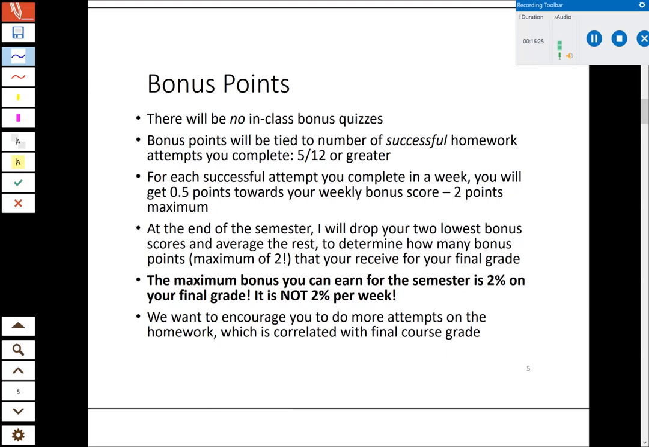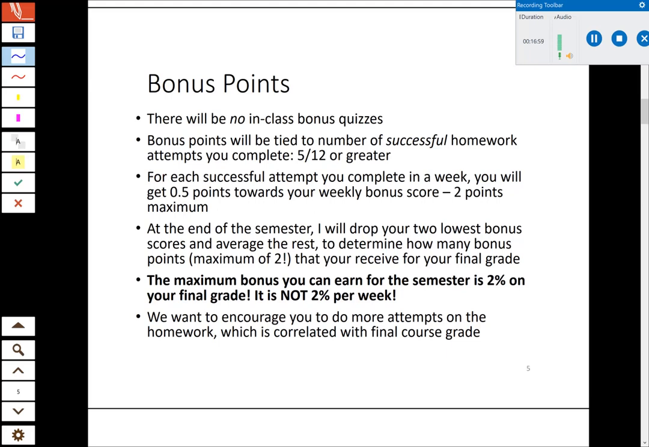Basically, you're going to do your homework attempts, and Blackboard keeps track of how many you do, so I'll be able to track that. For each attempt that you complete where you get a score of 5 out of 12 or greater, it's very rare for somebody to actually try on a homework assignment and not get 5 out of 12. So as long as you try, you're probably going to get that score or higher. This is just to prevent you from opening the homework assignment, checking social media for 48 minutes, submitting a 0 and thinking that you're going to get your bonus points that way. That's not really the point of this.